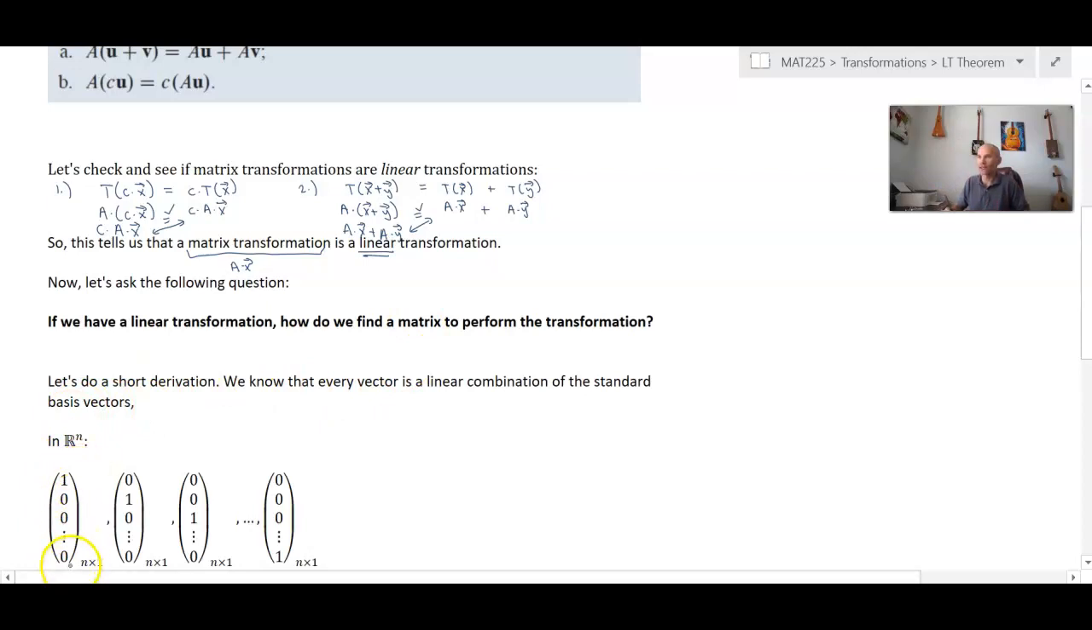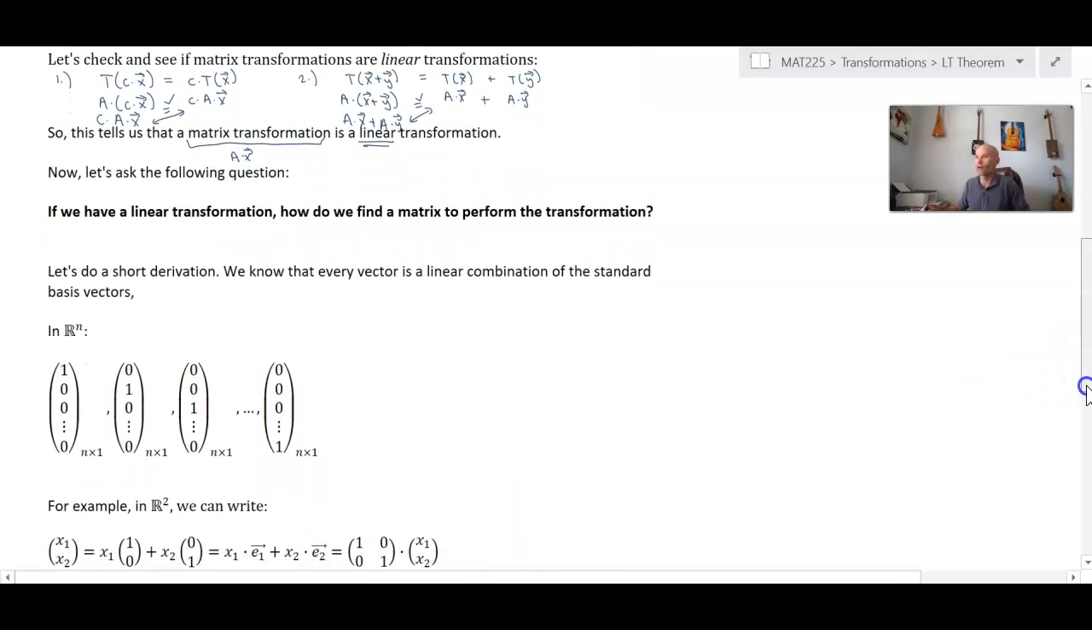So 1, 0, 0, 0, then 0, 1, and then a bunch of zeros, then 0, 0, 1, a bunch of zeros, etc. until we get to the final vector, which will have zeros all along the top and then a 1 down on the bottom. These are all n by 1 vectors.